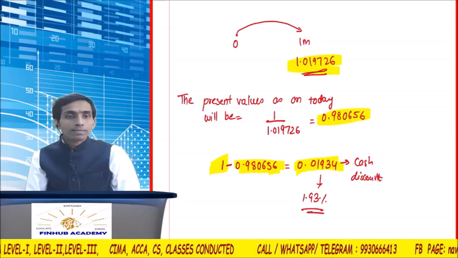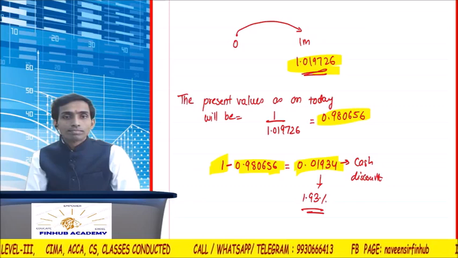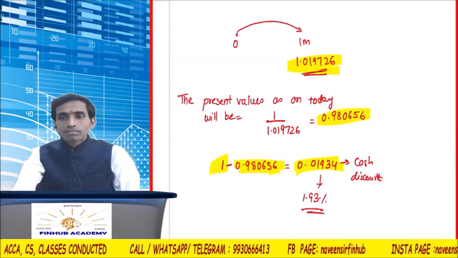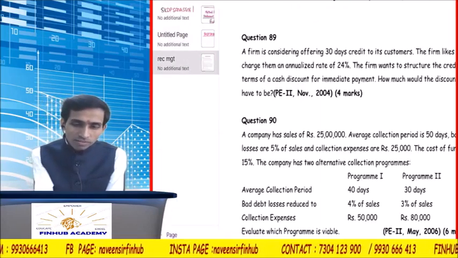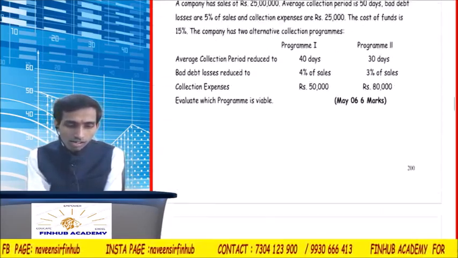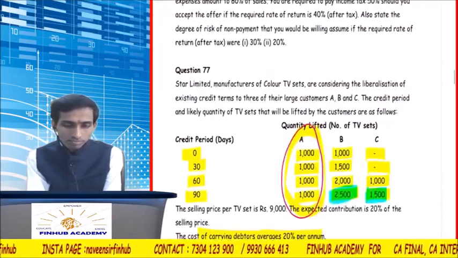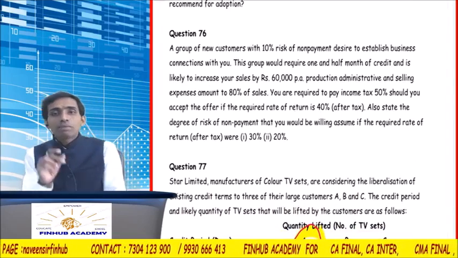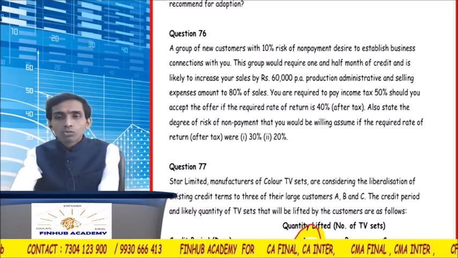Is it difficult? Come to 76. Check 76. Have we done this? No. This is not done. First time after-tax returns will be required; rate of return is given. So how to deal with that?